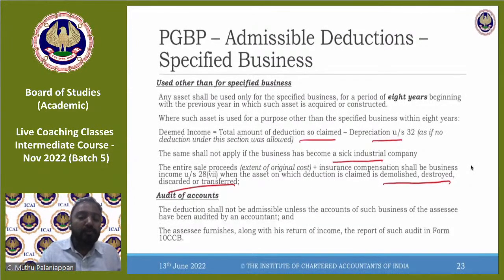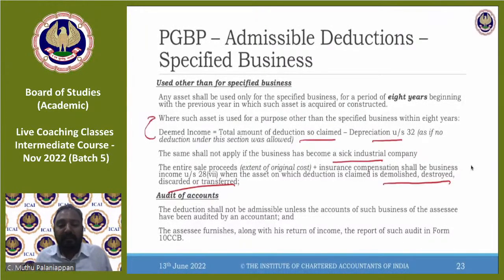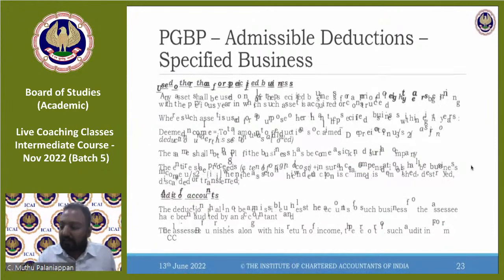In case it is used within 8 years for other business purposes, this is how you compute it. That is how you calculate your income if you are misusing this asset. And of course, this deduction is eligible only when you file Form 10CCB with the return of income. Only then you are eligible to claim deduction under section 35AD. So that's all about section 35AD.